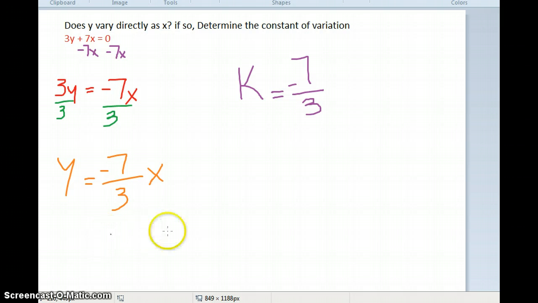So make sure that after you solve for y, you actually solve the problem. Don't leave the equation like that. You have to determine what's the constant of variation. And what I'm asking about really is the slope. Okay? So that's what it is for that question. It's that simple.